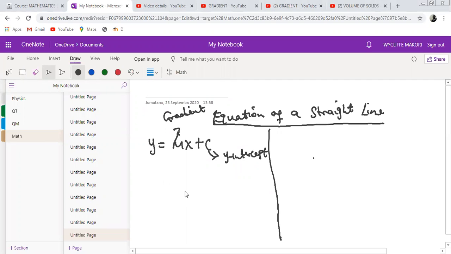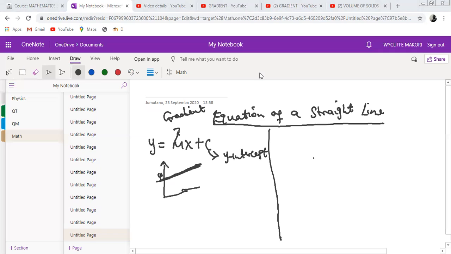So if you draw a line and maybe the line is cutting the y-axis at 4, then c is going to be 4 because it is the point at which that line cuts the y-axis. And then m is going to be the gradient or the slopeness of this particular line. And note, whenever we are having a straight line, the gradient is always constant.